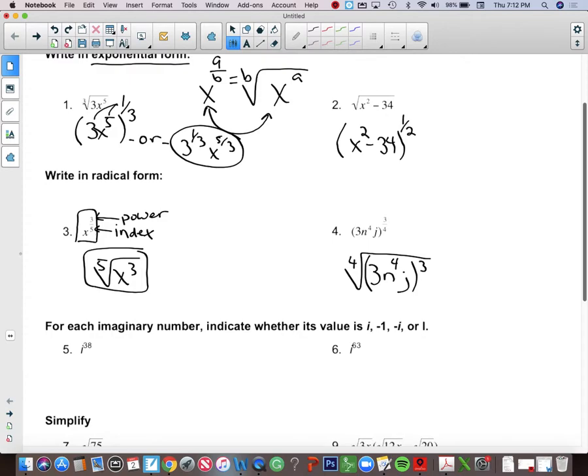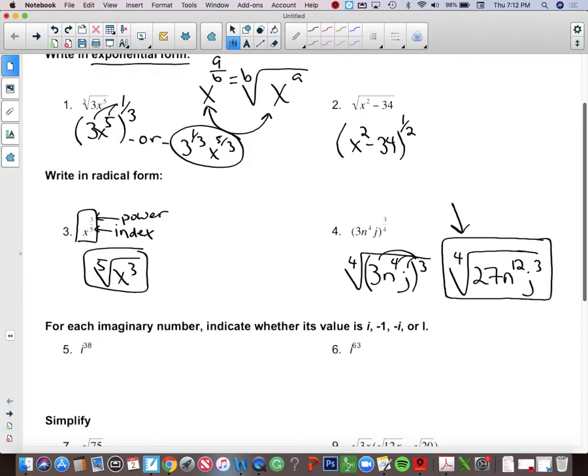We could, if we wanted to, take that exponent and give it to everything. So it would be this. So 3 cubed is 27. And then n to the 4th cubed is n to the 12th because we multiply our exponents. And then we have j to the 3rd power. So either one of those would work. This one right here is a little bit cleaner than the other one. Okay?